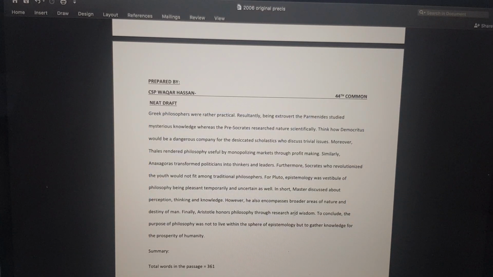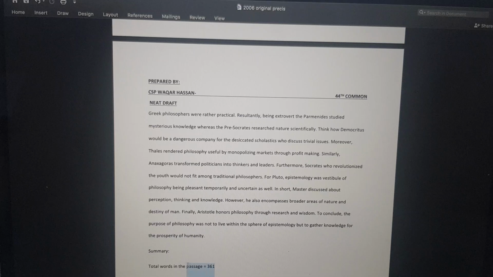Remember that you must not do any work on the neat draft. You have to just write it down, and all the work needed to be done on the précis has to be done in the rough draft portion, and in the neat draft you simply have to type it on the page like this. So after writing the neat draft in the form of one paragraph, give the heading of summary at the end of the page.